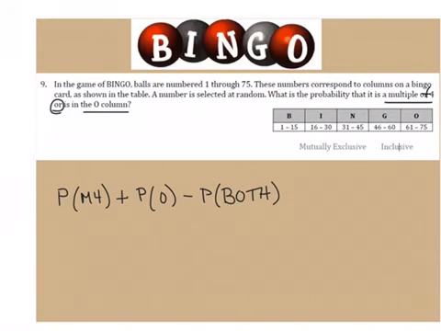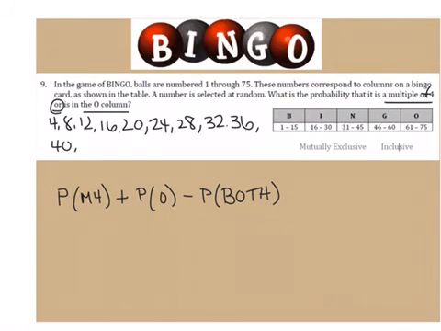So I'm going to go ahead and list out my multiples of 4 just so I know them. So I'm going to have 4, 8, 12, 16, 20, 24, 28, 32, 36, 40, 44, 48, 52, 56, 60, 64, 68, 72. My next one would be 76, but I don't have a 76 on my bingo card, so I'm going to stop there.